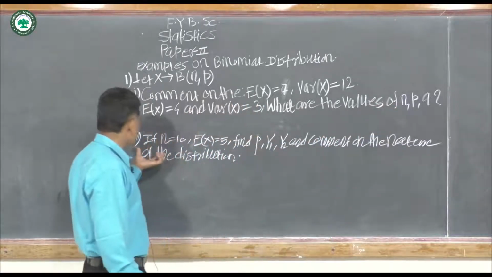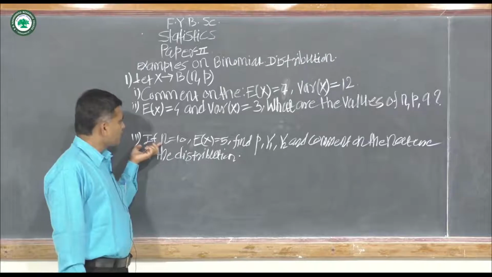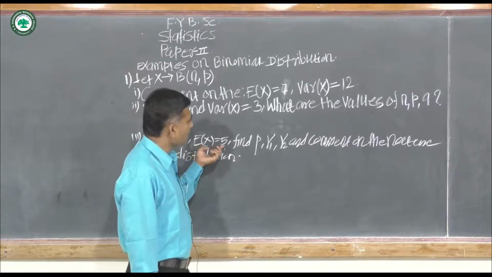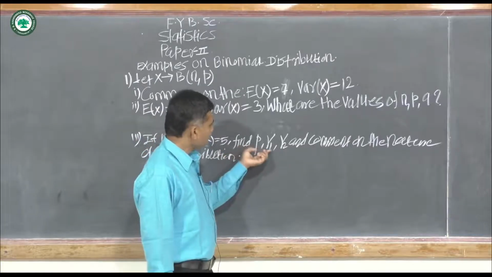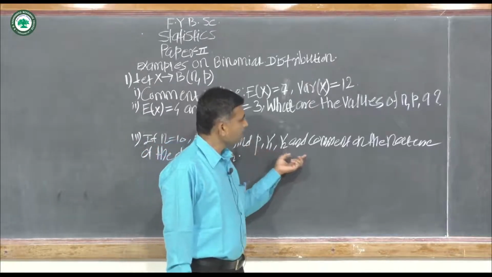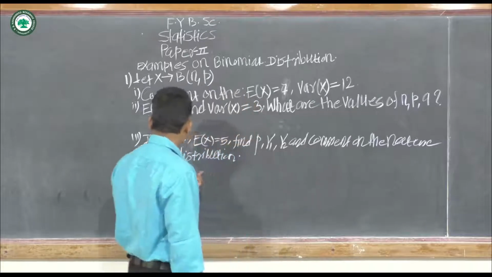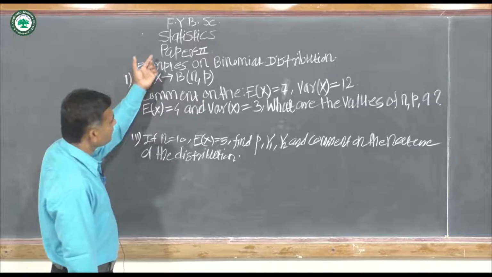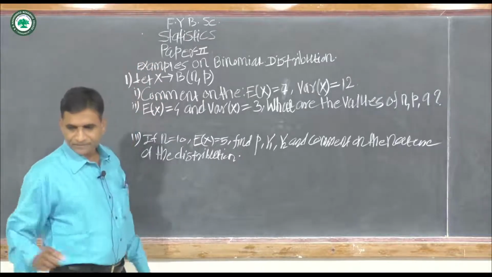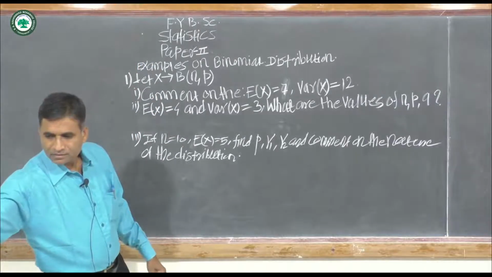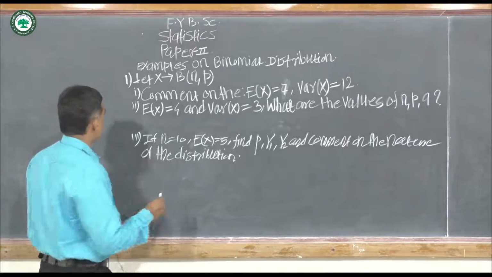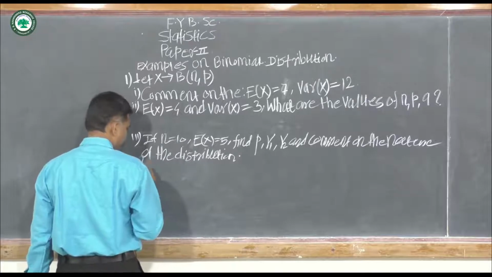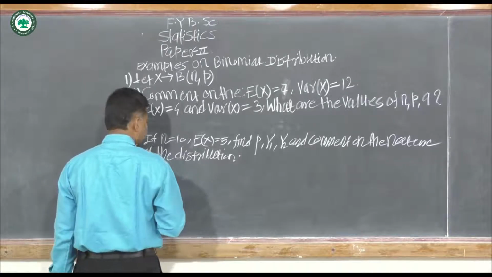And the third bit is, if n equal to 10 and expected value of X equal to 5, find p, gamma 1, gamma 2, and comment on the nature of the distribution. Okay, now first we solve the first bit, that is the solution of bit number 1.